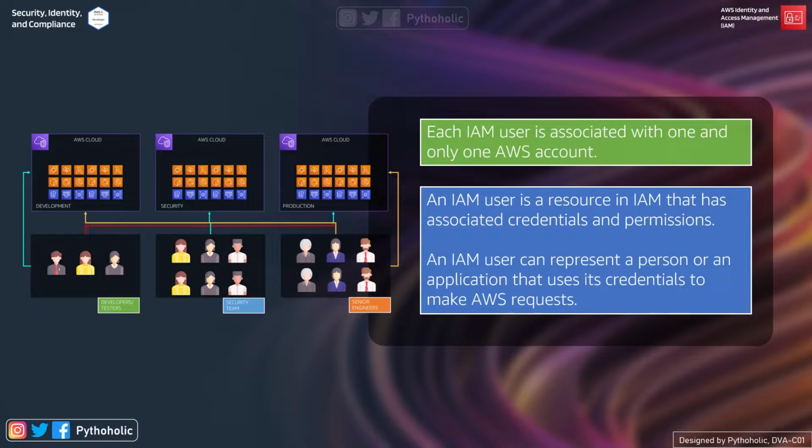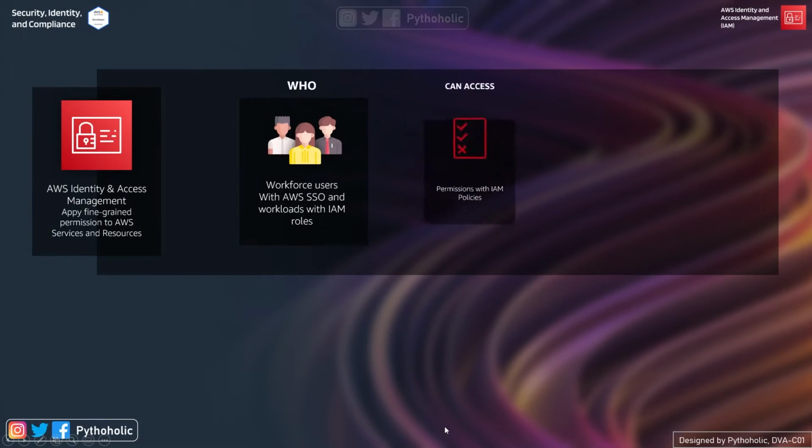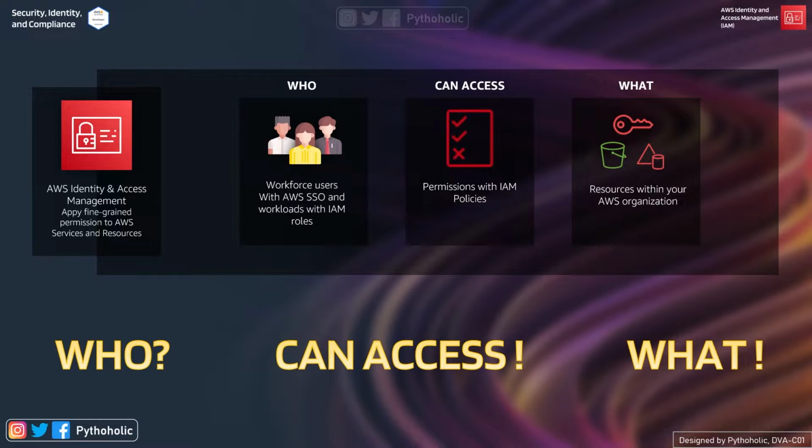So you need to understand that you are an entity or resource when it comes to IAM. And that is why AWS decides who can access what, based on what permissions and policies are being set. And that is why it is very important for you to remember and fit this in your mind about AWS IAM. That is, who can access what. The who is going to be the workforce user with AWS SSO, that is single sign-on, and the workloads with IAM. That's where you define the policies, that is the can access part, which provides permissions that are defined in your IAM policies. And what? Yes, the what part is your resources within your AWS organization.